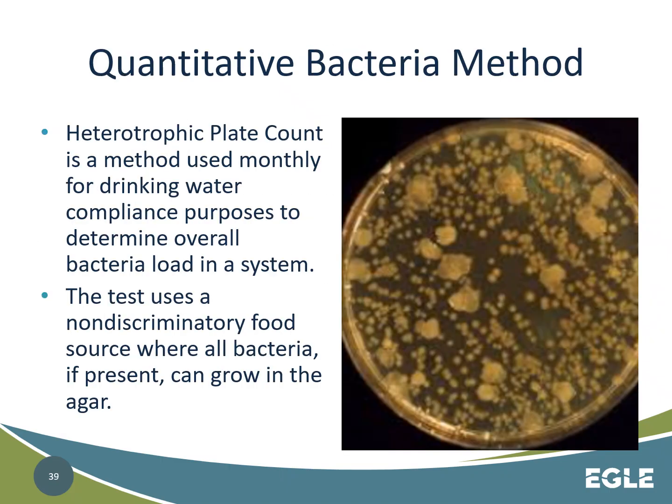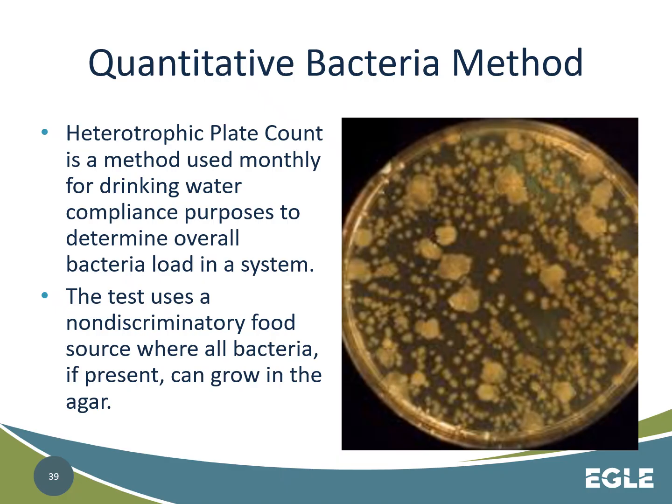So the next thing we're going to be talking about is a quantitative bacteria method known as heterotrophic plate count. There are different things that you can do, like SimPlate and stuff like that, but HPC is the most commonly used method. HPC, heterotrophic plate count, is used because it gives you an indication of the bacterial load that your water system may have in it. The test uses a non-discriminatory food source. Unlike Colilert, Coliquik and Colitag, which have a food that is only used by coliforms and then E. coli, the food that is used for HPCs can be consumed by all bacteria.